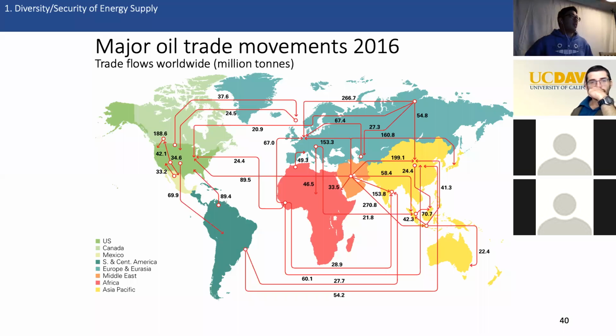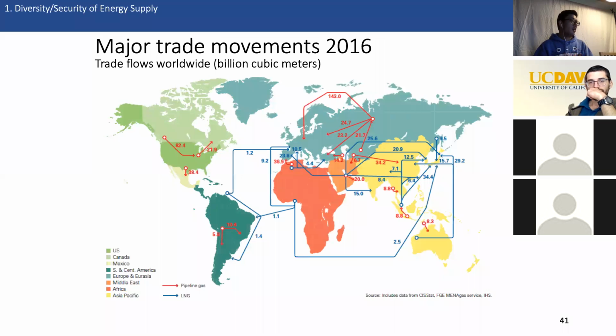We can see major oil trade movements. These are trade flows between countries. You can see both imports and exports in the US. Basically I want to give a high level view of how interconnected the global supply chain is for not only oil, but also for natural gas and other types of energy flows.